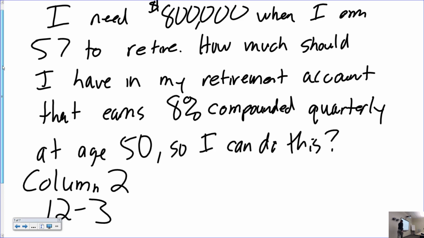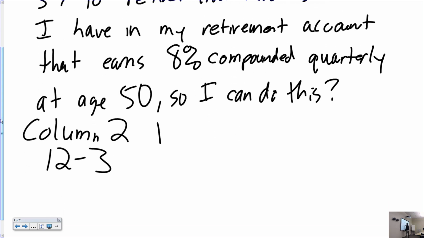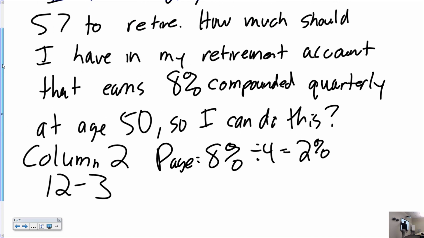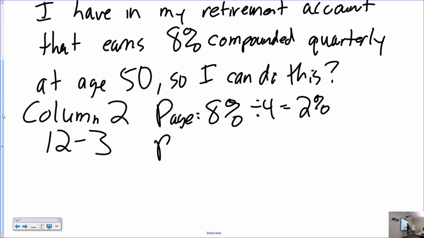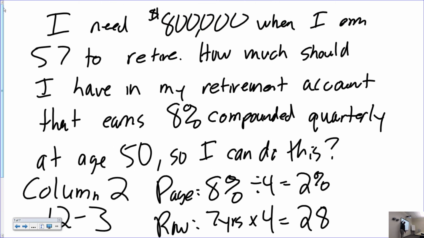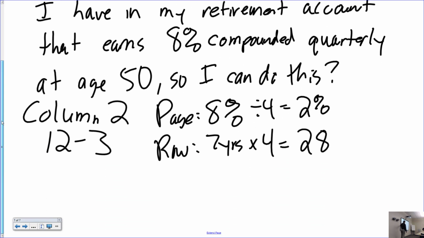Now, once you tell me what column, what are you going to do next? 8 divided by 4. Yeah, give me the page, right? Page is always driven off of the interest, so 8% since it's quarterly. We're on the 2% page. What row am I going to turn to? 28. All right, good. Why 7? Because that's how many years you have to invest the money you want. I'm 50, but I want to know how much I need at 57, so that's in 7 years. So yeah, 7 times 4 is 28.